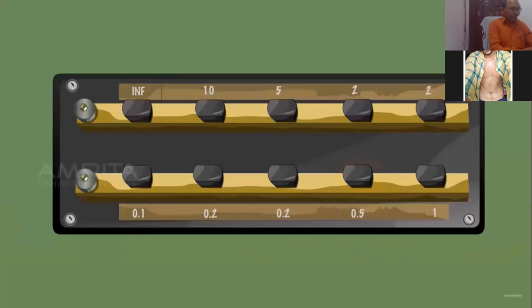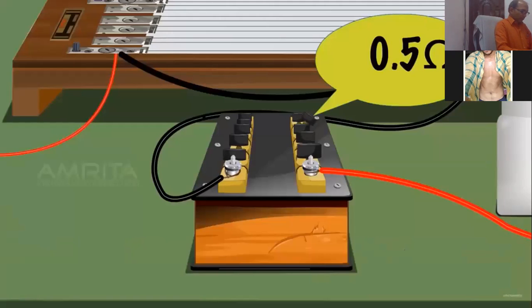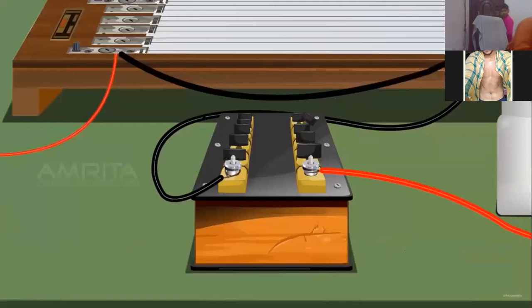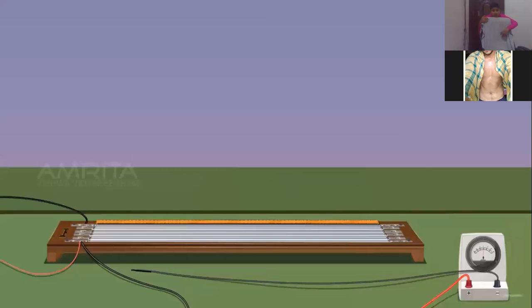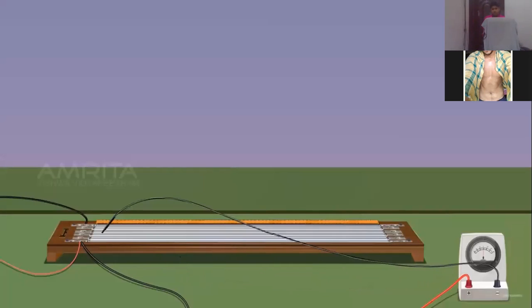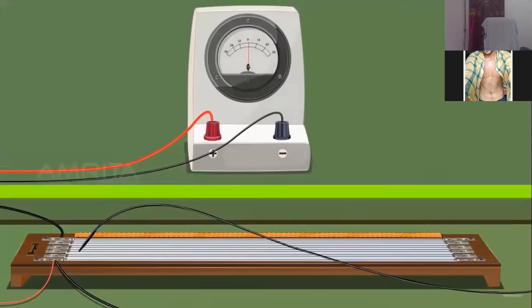Introduce a low resistance of 0.5 ohm. The key K2 is inserted into the switch. Slide the jockey over the potentiometer wire and measure the balancing length L2.